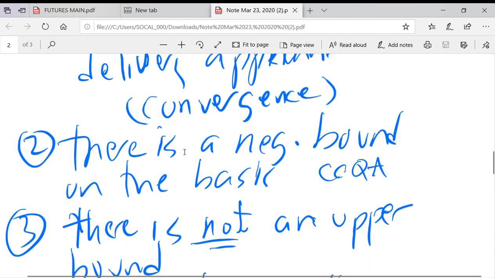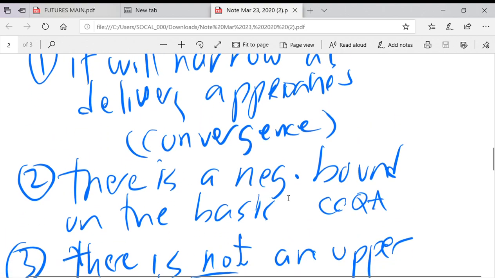A second thing we know about the basis is that there is a negative bound on the basis because of cash and carry quasi-arbitrage activity, which I described in great detail in a prior video. So that gave us a negative bound on the basis. Remember, cash and carry quasi-arbitrage activity keeps the futures price from getting too high because we short the futures contract, and if the futures price can't get too high, then the basis, which is the cash price minus the futures price, can't get too low or too negative. So there's a negative bound on the basis.